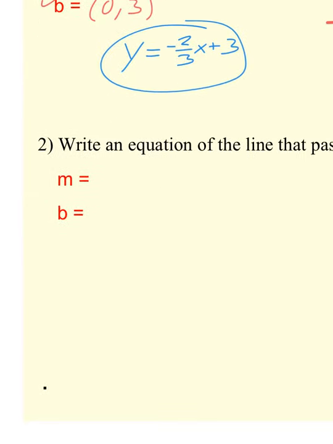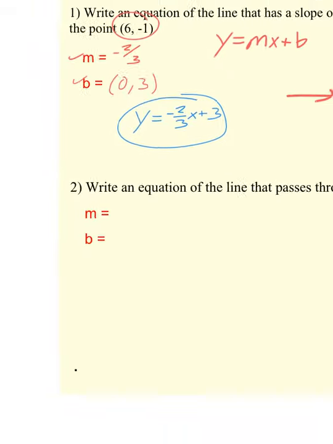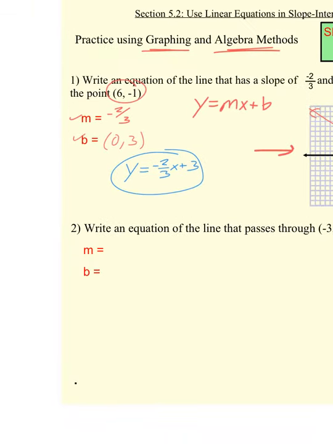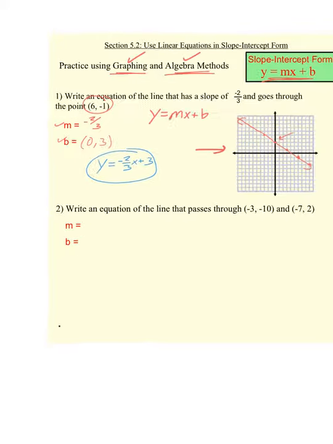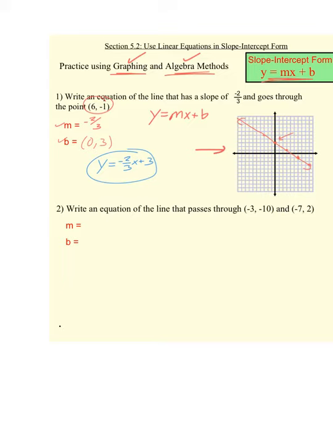All right, so moving on to the problem down below. Now this problem, like we talked about at the very top here, we just used graphing to do that first problem. And now we're going to look at the algebra method. How do we find the things we need without using a graph, given the information that they have for us in the problem? So the second problem says write an equation of a line that passes through the points (negative 3, negative 10), and (negative 7, 2).